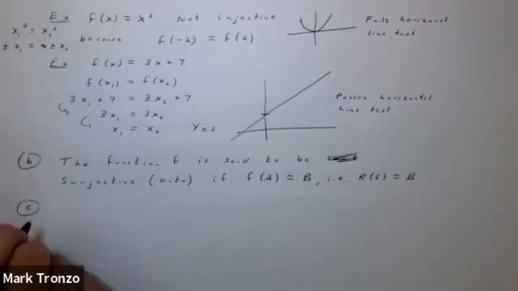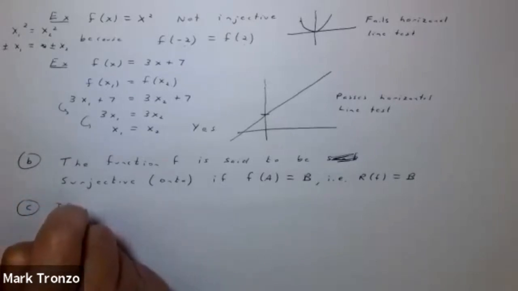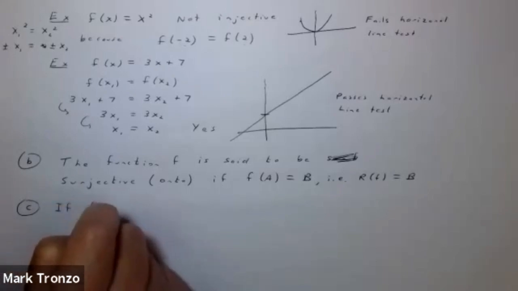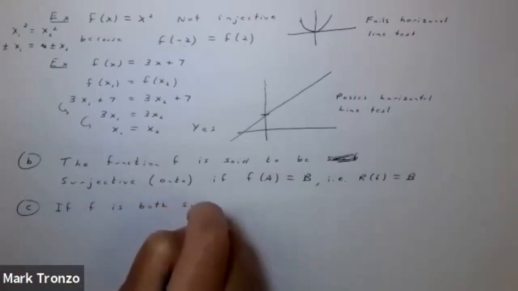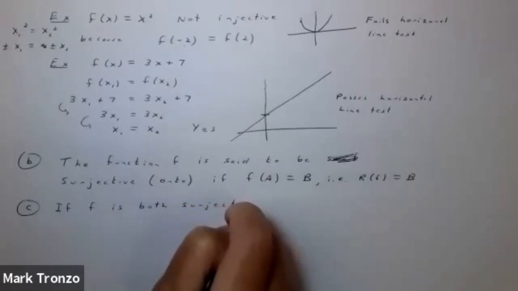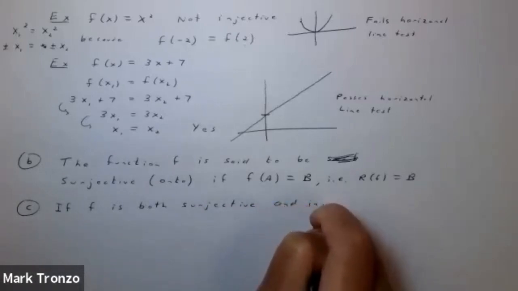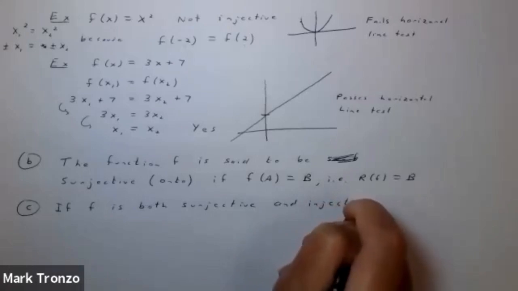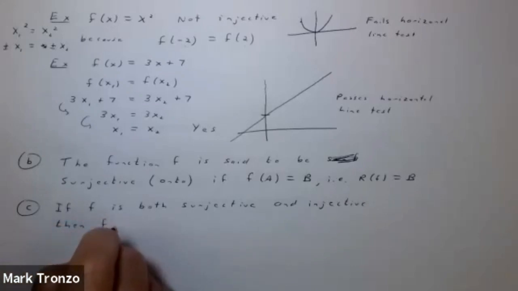And then finally, if f is both surjective and injective, then f is said to be a bijection, or bijective.